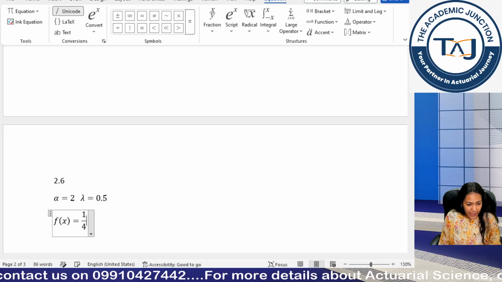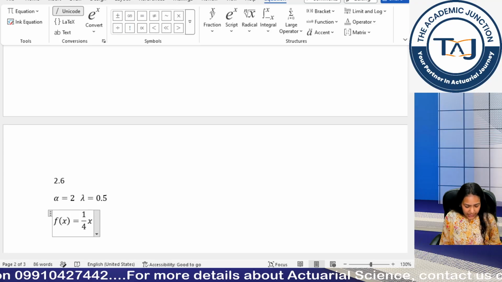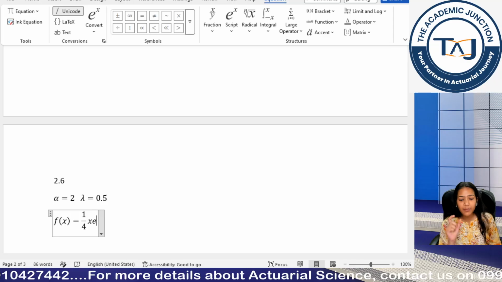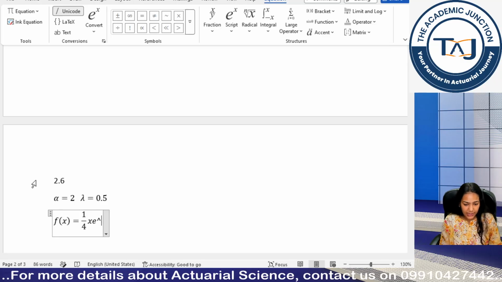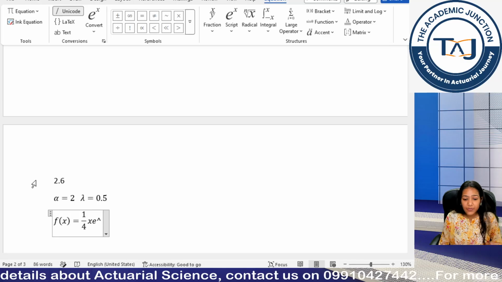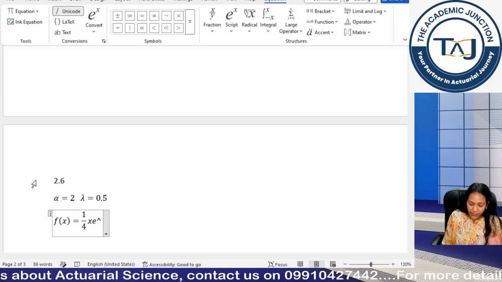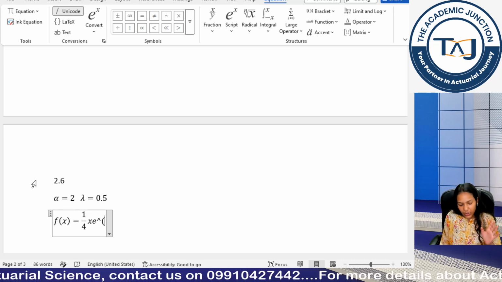Then give a space bar. Then we have x, so simply write x. Then we have e. Now we have something in the power of e. For the power sign, we have to click this, press this sign. Since we do not have a single digit in the power, we need to use brackets. Otherwise, it will only consider the first digit.